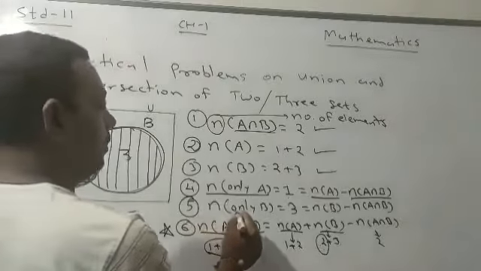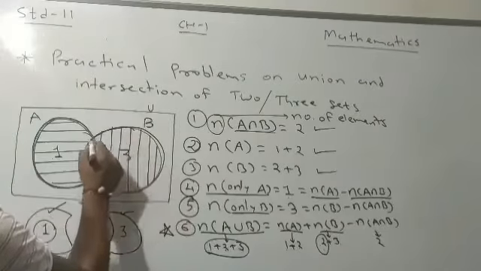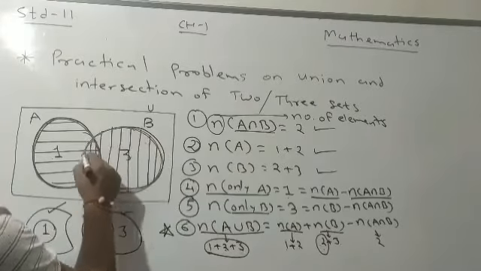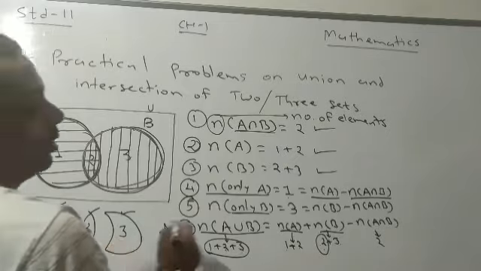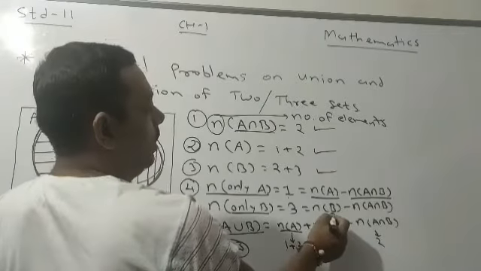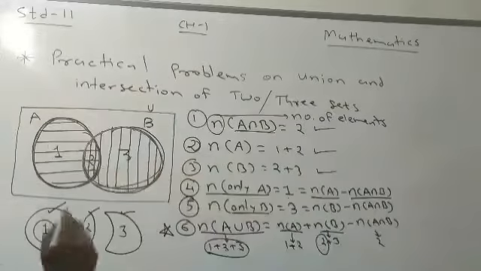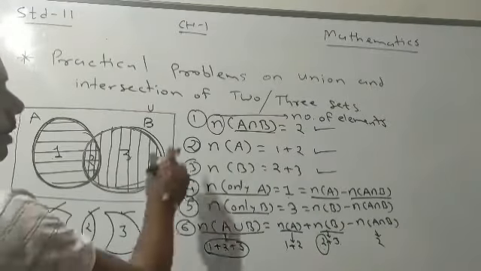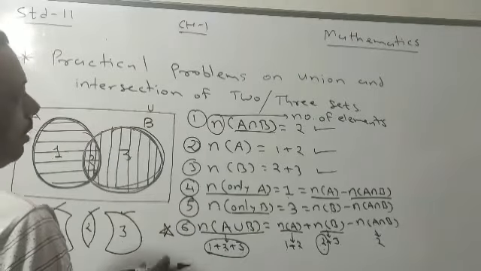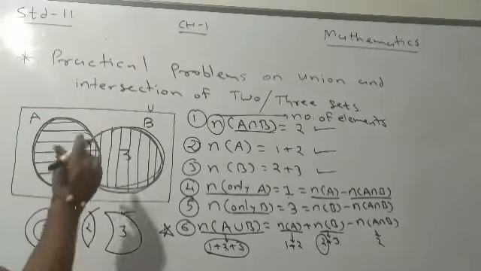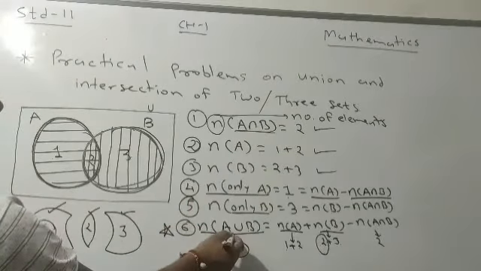And in the same way, when we are talking about only B, B is nothing but 2 and 3 both. But when we are talking about only B, it means only this part 3. So at that time we have to consider N of B, that is 2 and 3, minus N of A intersection B, that is 2. Thus there are 6 formulas. Basically there are 6 formulas for these two sets, intersection as well as union.